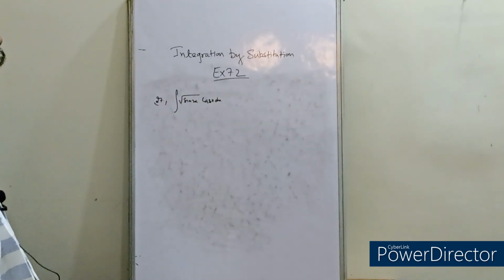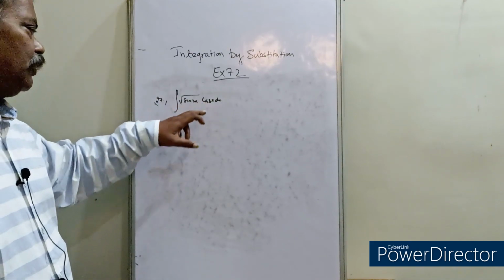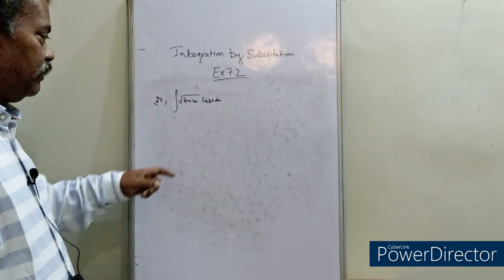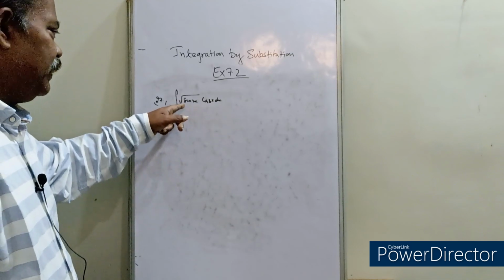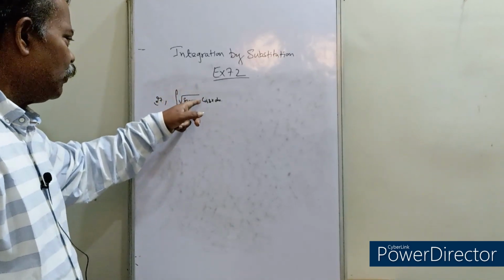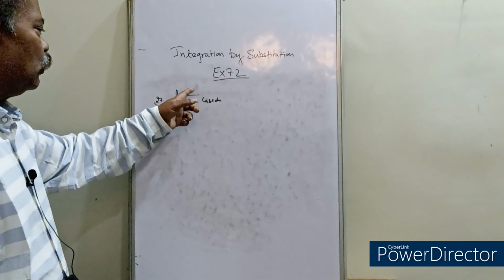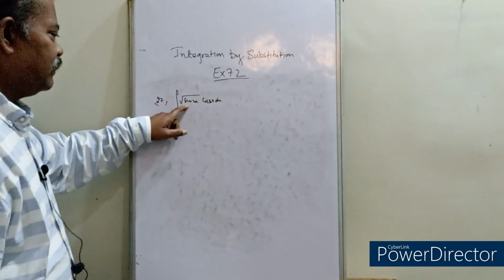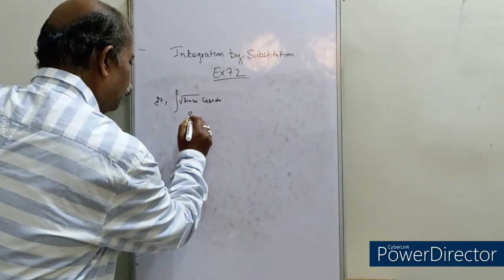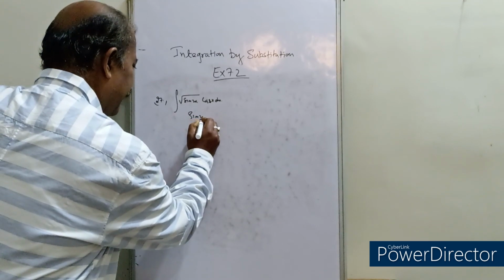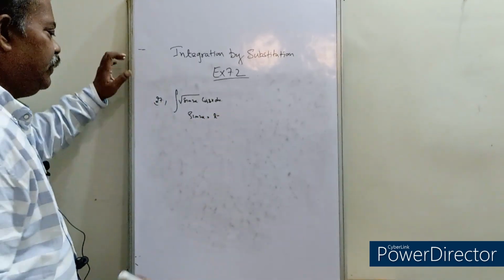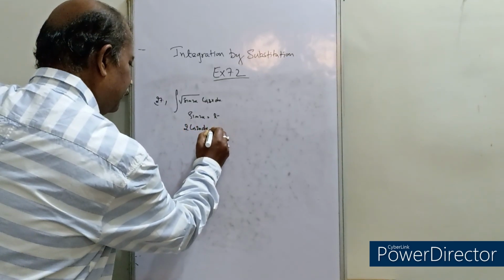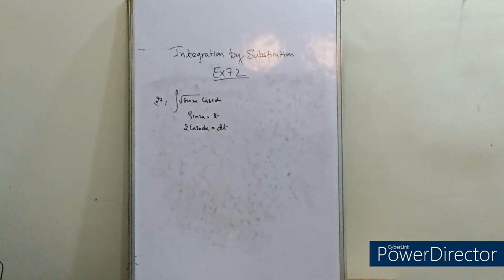But remember one thing, you can also select cos 2x, because differentiation of cos 2x is sine 2x. But the problem here is that this sine 2x is locked by the root. So it will be better if you select sine 2x is equal to t. When you differentiate it, you are going to get 2 cos 2x dx is equal to dt.